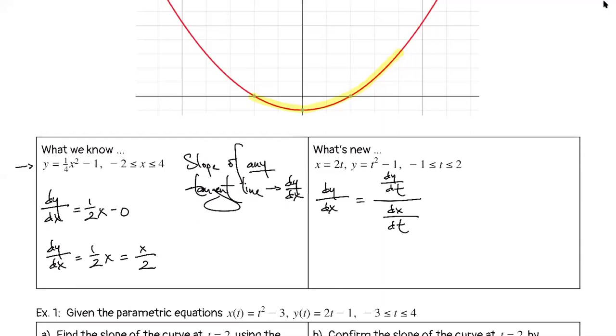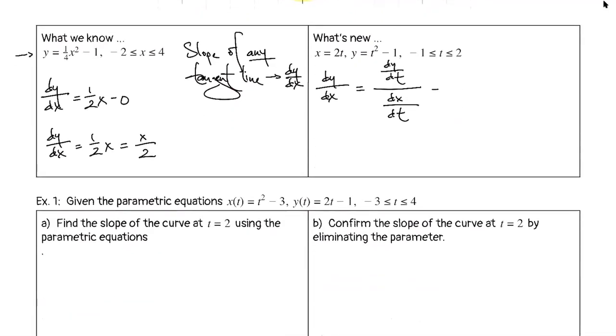Okay, so we're going to take the derivative of the y part and we're going to divide it by the derivative of the x part. It's not quotient rule. Okay, it's not quotient rule here. It's just how we take a derivative when it applies to parametric equation. And so if we go ahead and find that derivative of y gives us what?